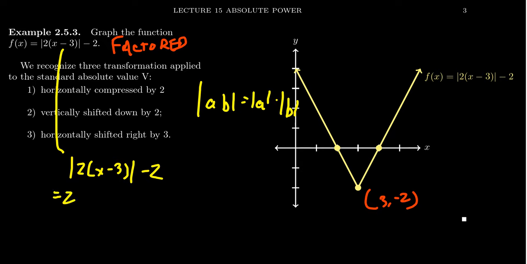So you get 2 × x − 3 inside the absolute value, −2. So instead of thinking of this as a horizontal compression, we could actually think of this as a vertical stretch.